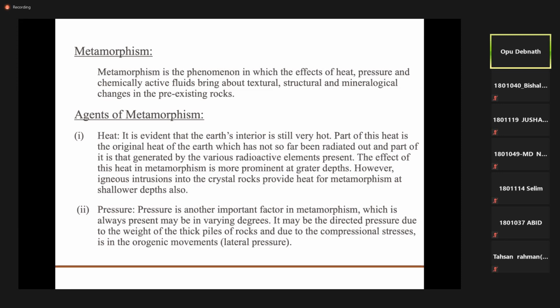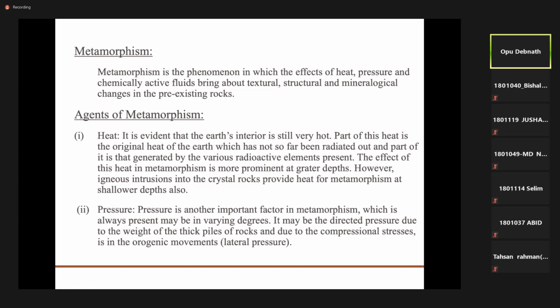So this heat actually radiates outward, and it also generates various types of radioactive elements as well. So these radioactive elements sometimes can also be a part of the metamorphism. That means this metamorphism process is predominant at greater depth, where the temperature is sufficient.